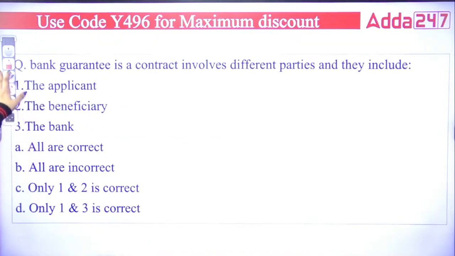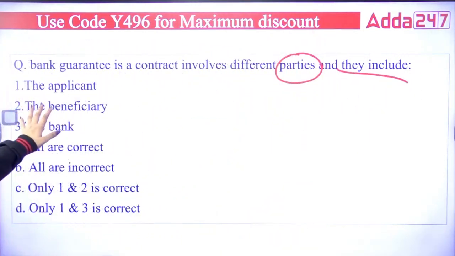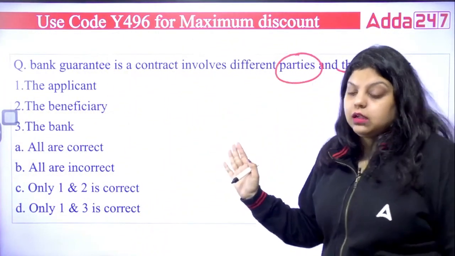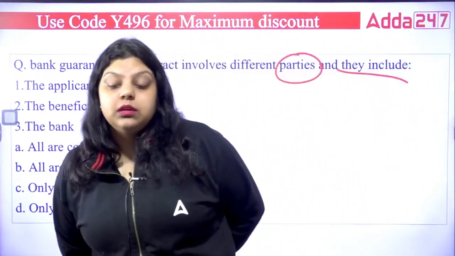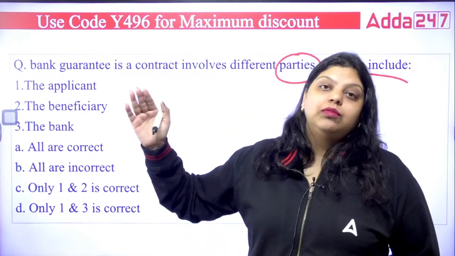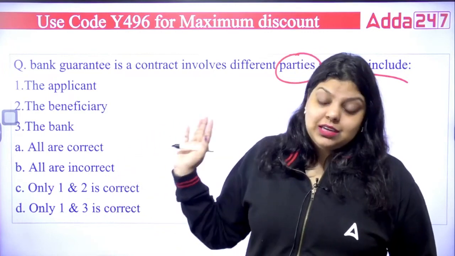Okay, now the next question. Bank guarantee is a contract involving different parties, and they include which of the following? The applicant, the beneficiary, the bank. A bank guarantee is simply a non-fund based credit facility that is provided by the bank to its customer. A bank guarantee can only become active if the buyer, the person who has taken the product or something, has defaulted. So when the party defaults, only in that situation does the bank guarantee become active, otherwise there is no need of the bank guarantee.